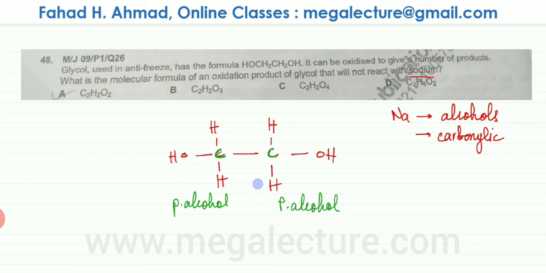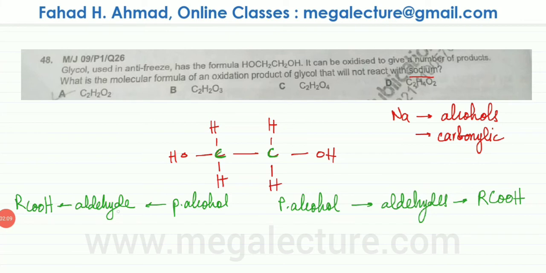Now when primary alcohols get oxidized, they change into aldehydes, which then further get oxidized to carboxylic acids. So I'm going to just write RCOOH. This one is going to be identical as well. It's going to change into an aldehyde and then a carboxylic acid. Now I don't want it to change into a carboxylic acid, because if either of the OH groups change into carboxylic acids, then sodium is going to react with it, because sodium reacts with carboxylic acids. And I don't want them to remain as alcohols.